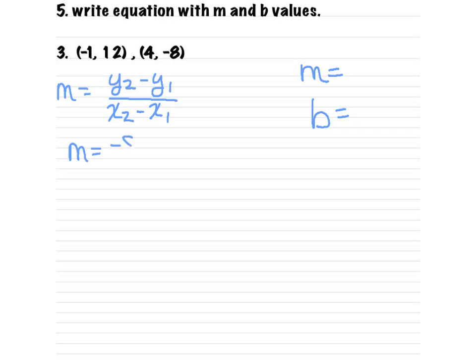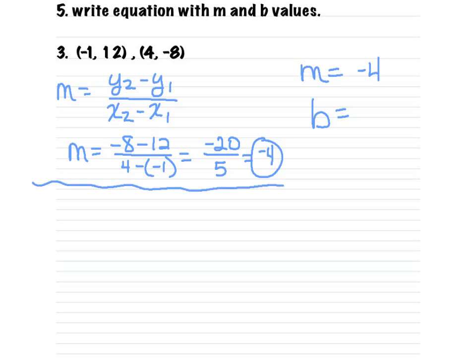m equals negative 8 minus 12 over 4 minus negative 1. Negative 8 minus 12 is negative 20. And 4 minus negative 1 is positive 5. So I can say that the slope of my line is negative 4. m is negative 4. So I'm halfway there. I've already solved for m. Now it's time to use the slope and choose one of my points, substitute into the slope-intercept form of the equation, and solve for b.